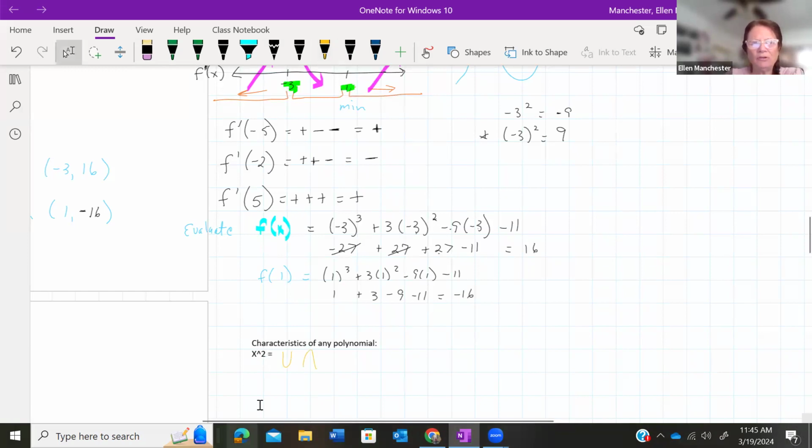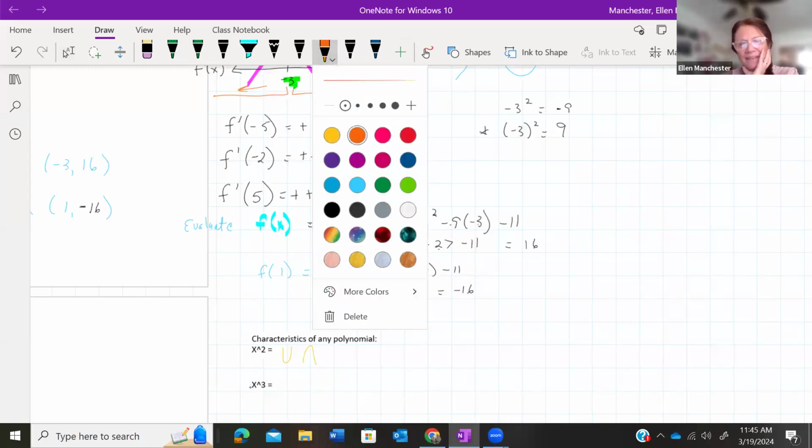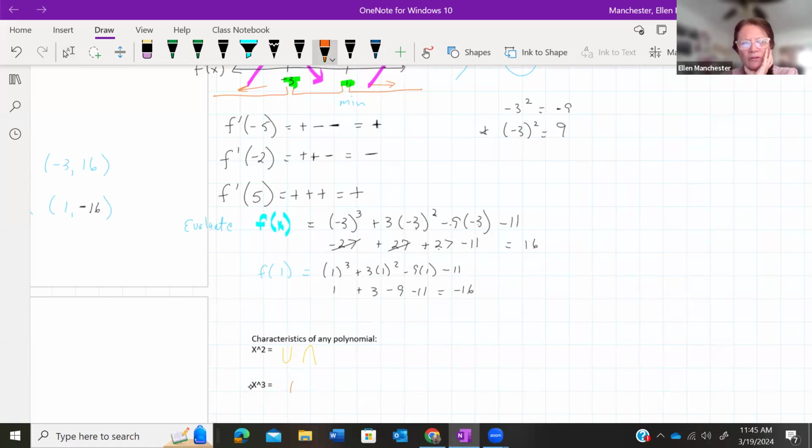If you have x cubed, it's going to have the shape of an S, if you will. It's going to be either something like this or something like this. You can see this is down and then up, and this is up and then down. That's what's called end behavior. But at least you have an idea of what your shape is going to look like.